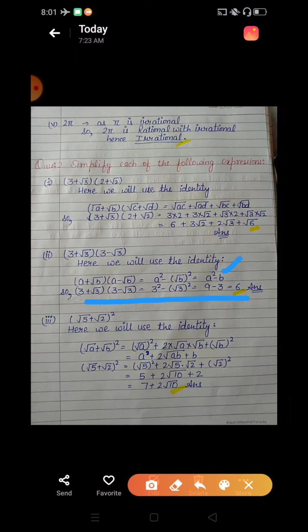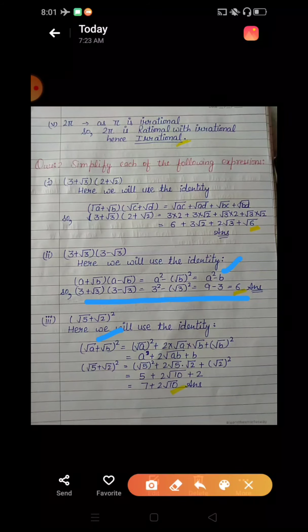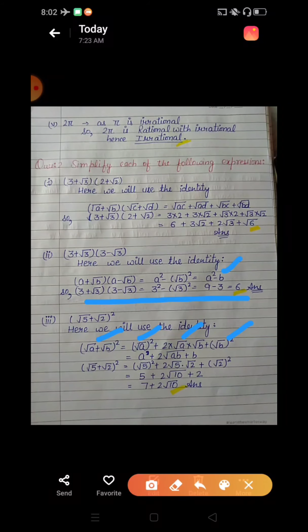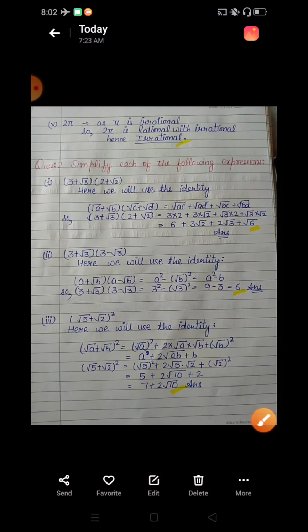Next is (root 5 plus root 2) whole square. So this is (a plus b) whole square. So (root a plus root b) whole square is root a square plus 2 into root a into root b plus root b square. So whenever square of root is given, that will become a complete number. So root a square will become a and root b square will become b. So after putting the values of a and b, we will get the answer 7 plus 2 root 10.